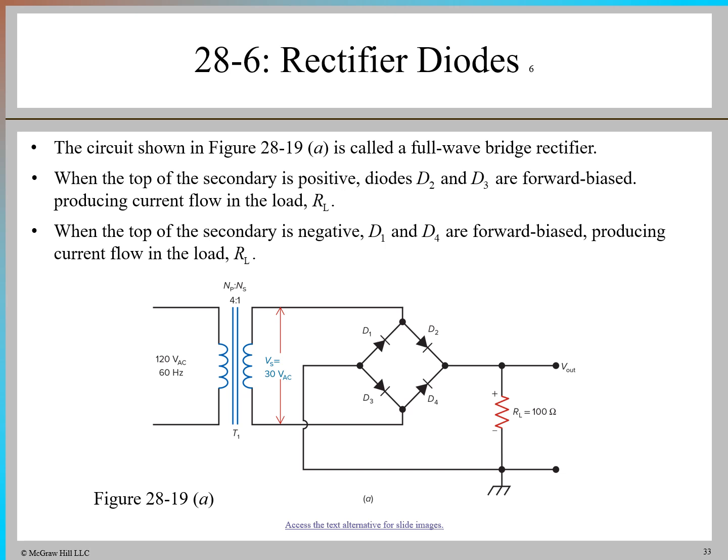When the secondary voltage reverses, with the top being positive, diodes D2 and D3 conduct, allowing current to flow in the same direction through R sub L, while D1 and D4 are reverse biased. The result is a smooth, positive output voltage across R sub L, as both halves of the AC input contribute to the current flow.